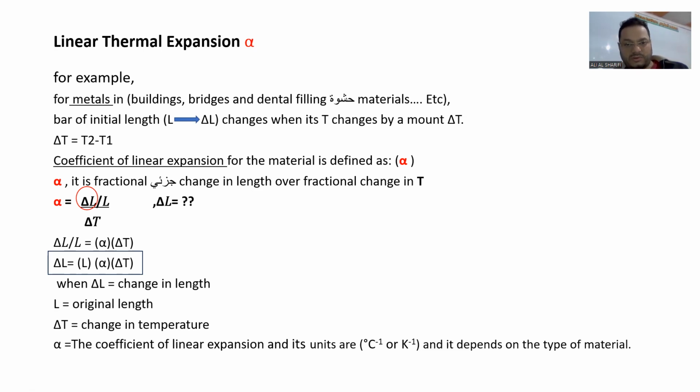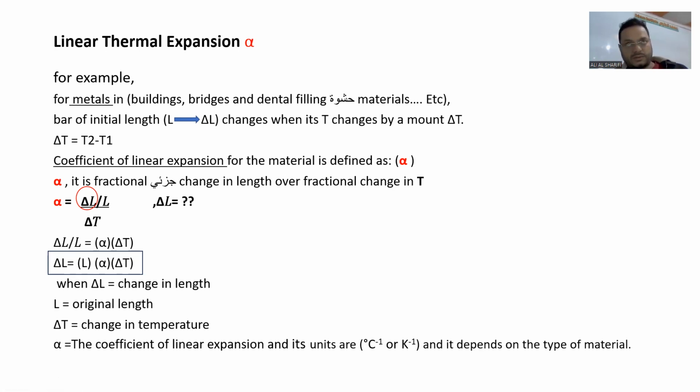A good example: a bar of initial length L changes by delta L. What does that mean? That means I will have a length change when the temperature changes by an amount delta T. We know what delta T means. The coefficient of linear expansion of the material is defined as alpha. What does alpha mean? It's the fractional change in the length.